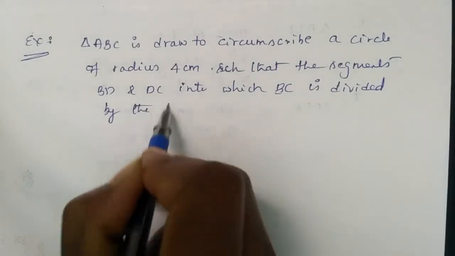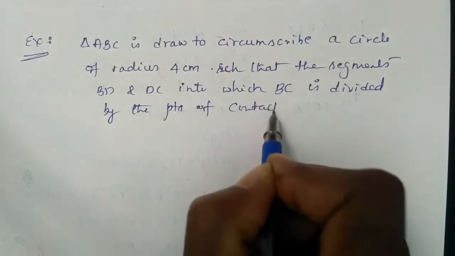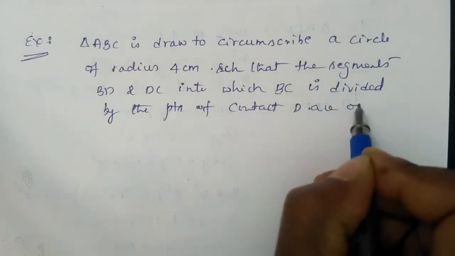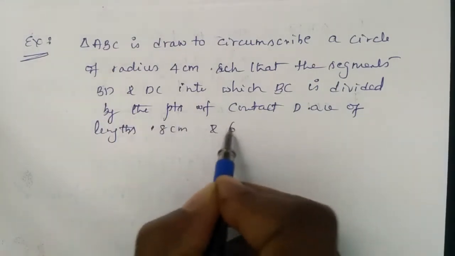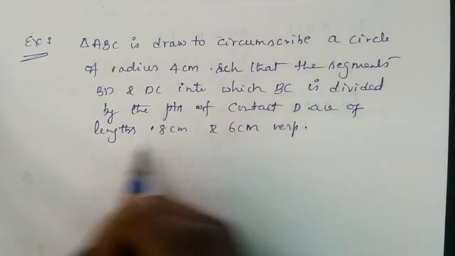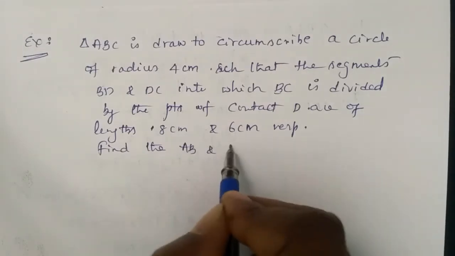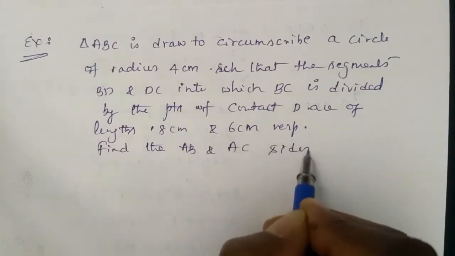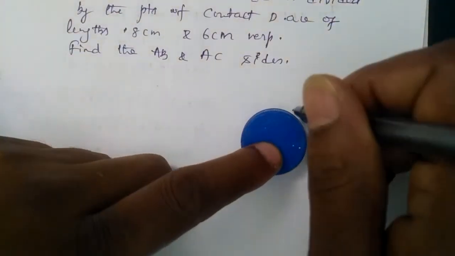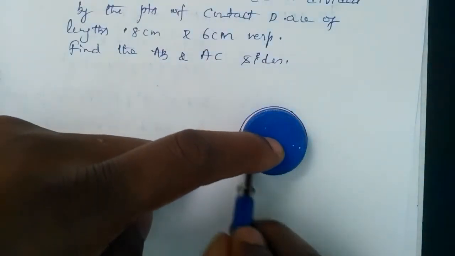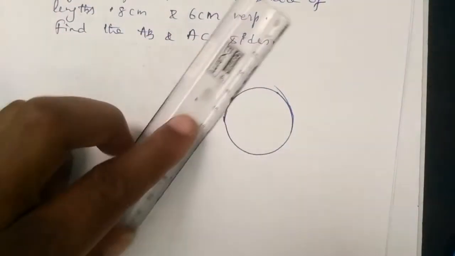by the points of contact D are of lengths 8 centimeter and 6 centimeter respectively. Find the AB and AC sides. The question is AB and AC sides. The diagram I'll show you. This is the required diagram.